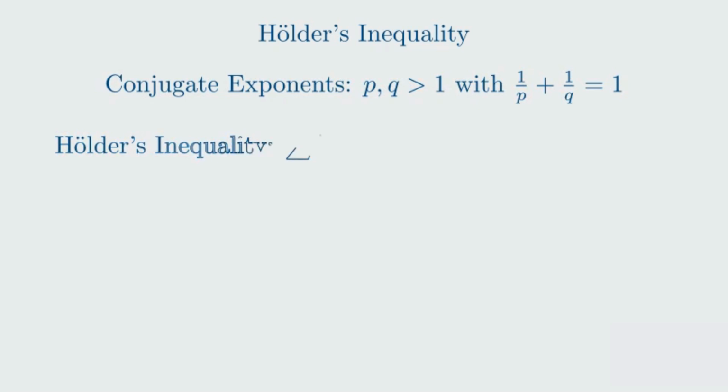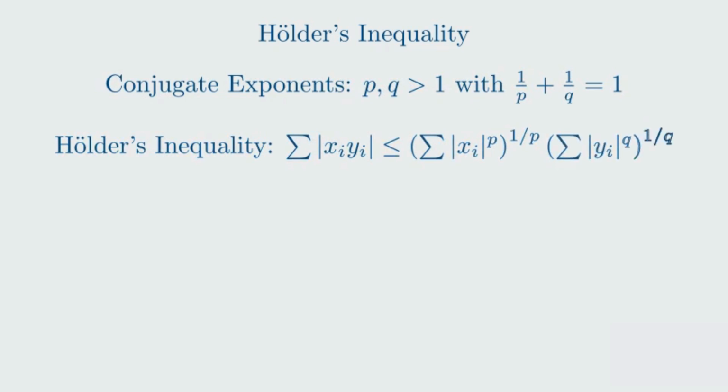They are any real numbers strictly greater than 1, with the property that 1 over p plus 1 over q equals 1. For example, if p is 2, q must also be 2. The formal statement of Holder's inequality is this. The sum of the absolute values of the product x_i y_i is bounded by the product of the p-norm of x and the q-norm of y, where p and q are conjugate exponents. In essence, this inequality tells us that we can separate the p-norm of x from the q-norm of y. It creates a powerful link between different p-norms. We'll take this as given for this proof.